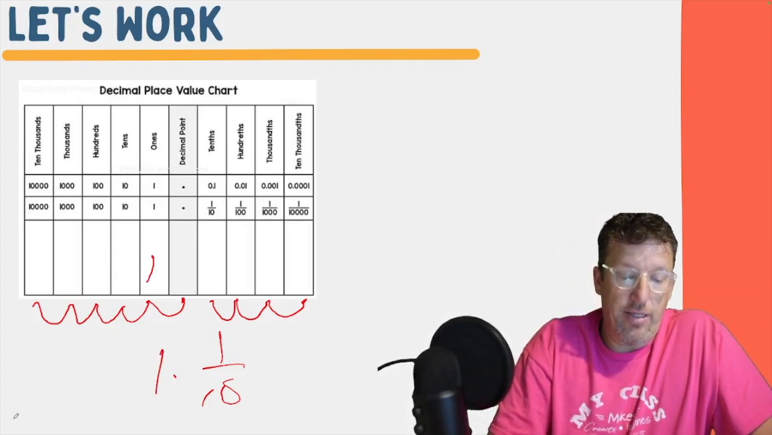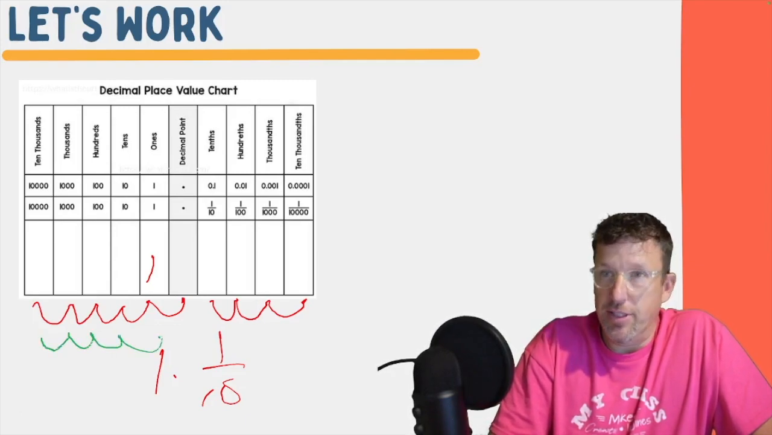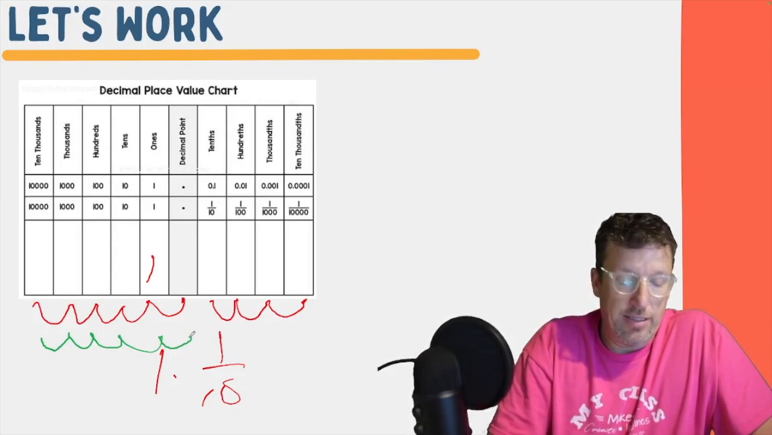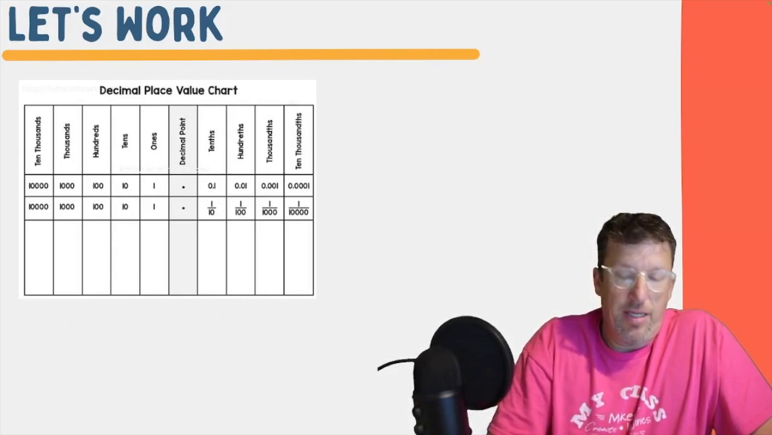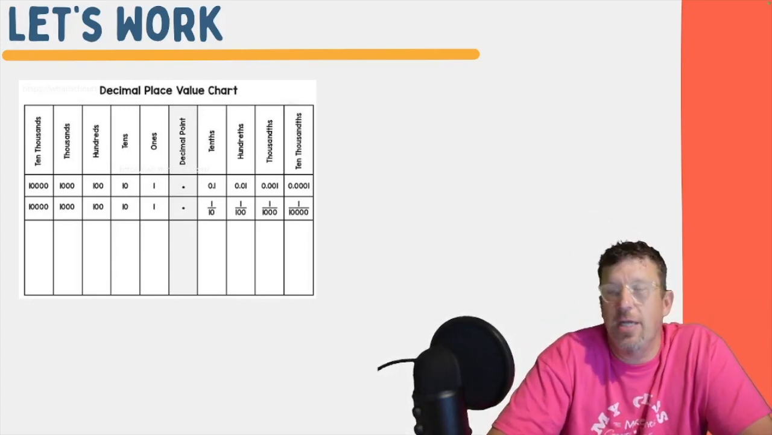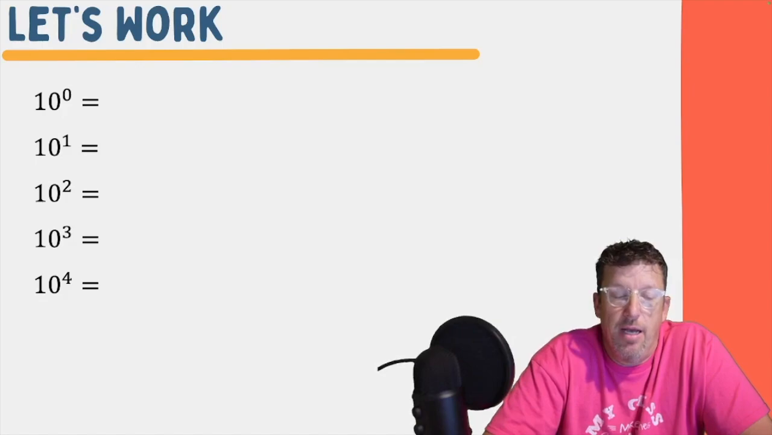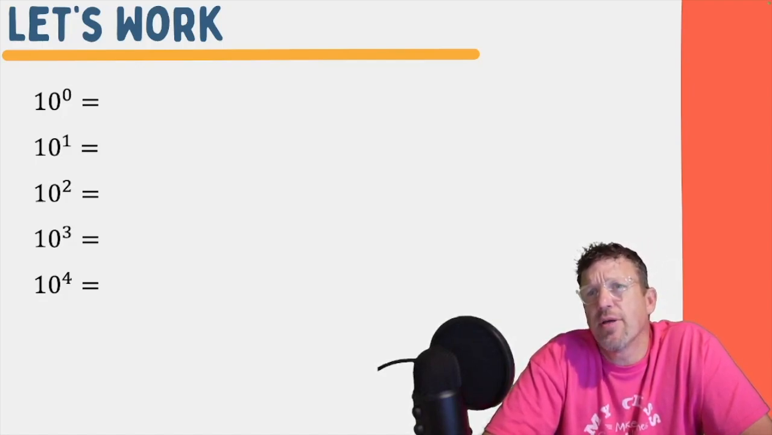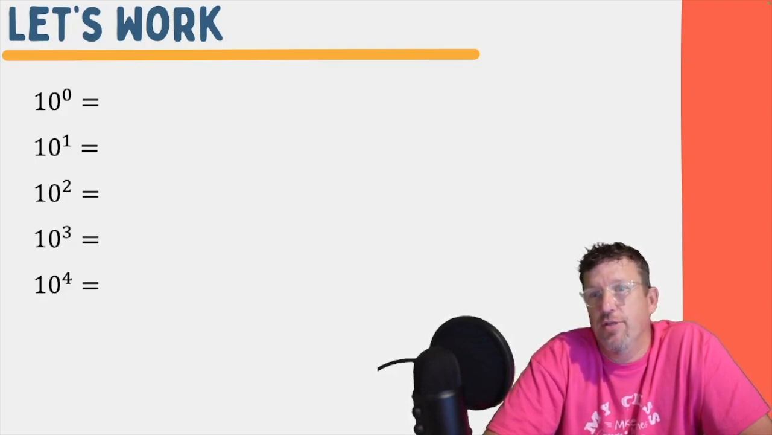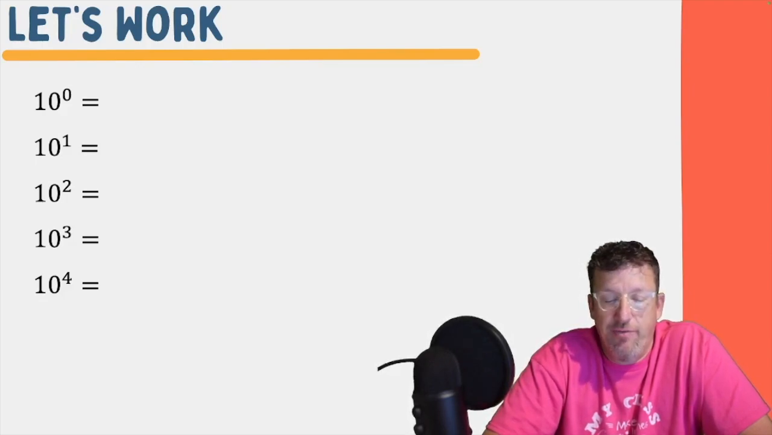But in the opposite direction it is 10 times smaller, 10 times smaller, 10 times smaller. So you kind of see a pattern working within this place value chart. And patterns are a huge part of math. Look for the patterns. Look for the ways that it can help you. So let's look at this. We're going to try to figure out what goes in each one of these values by forming some patterns and seeing if we notice anything else.